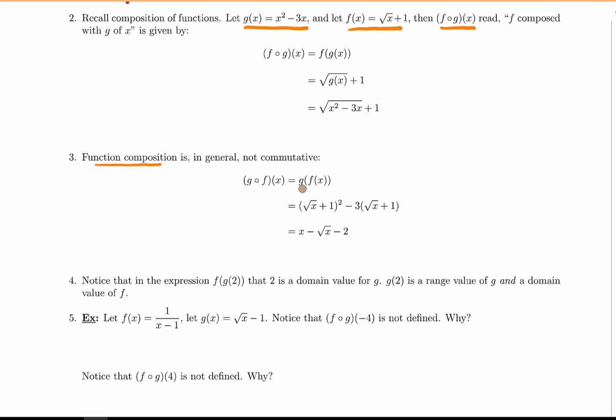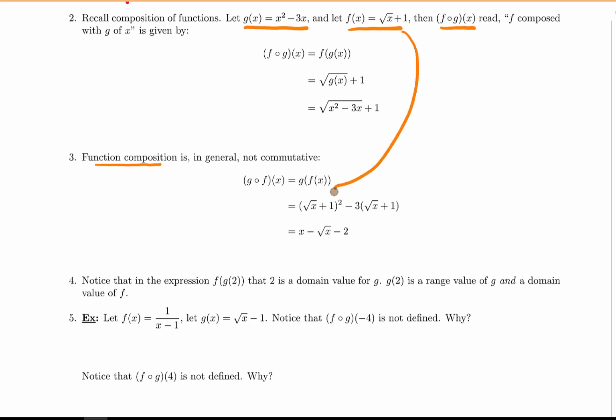Well, that says we're going to take the function g, and in place of x, we're going to input the function f of x. So what is the function g? It's the function that squares the input and then subtracts 3 times that input. All right, well, let's do that. So we're going to square the input minus 3 times the input, but our input, rather than being a number, as it often is for functions, is itself a new function.